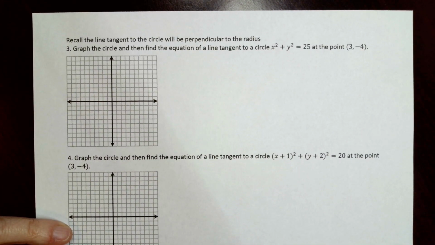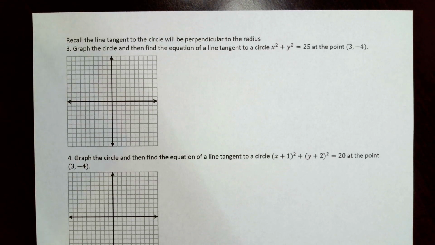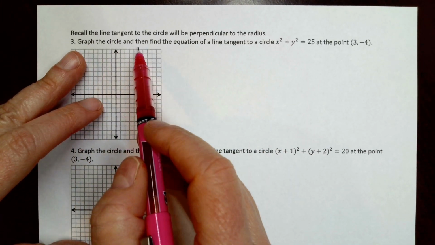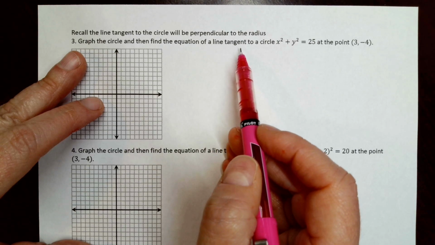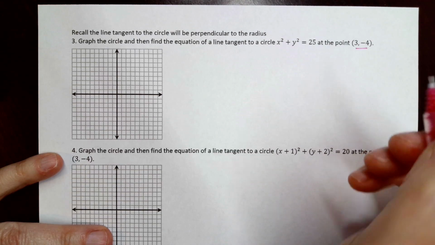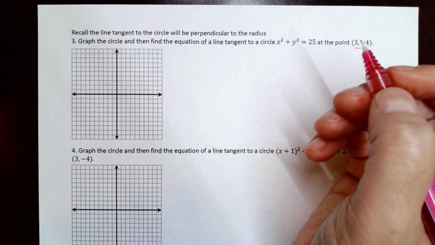All right, so on the back, as we look at these notes, the first one again is reminding us about the theorems on the front. I'd like to believe we wouldn't have forgotten those already, but here we go. So we're supposed to graph the circle and then find the equation of a line tangent to the circle at that particular point. Let's start with the graph.